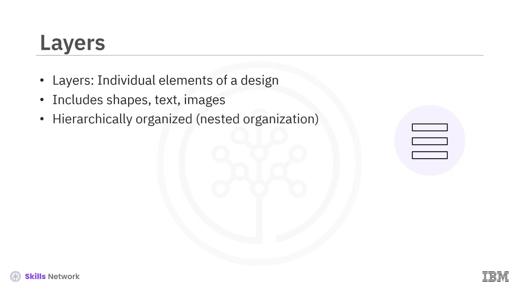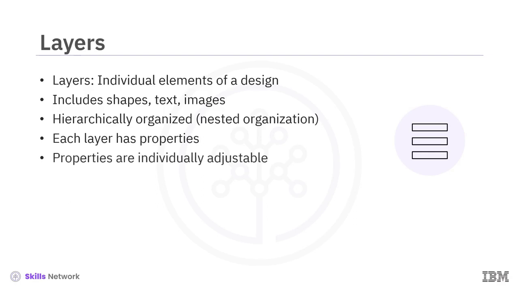You can organize designs so they are easy to work with by organizing layers in a hierarchy, with each layer nested within another. Each layer in Figma has properties, such as fill color, stroke, and opacity, which can be adjusted individually. One can select, move, and edit layers individually or in groups. One can also lock or hide layers to make it easier to work with other layers.